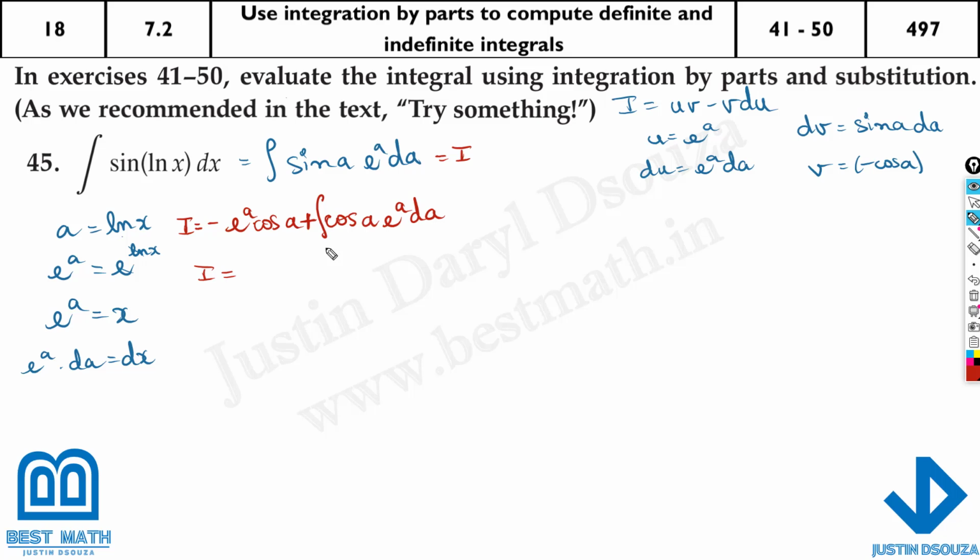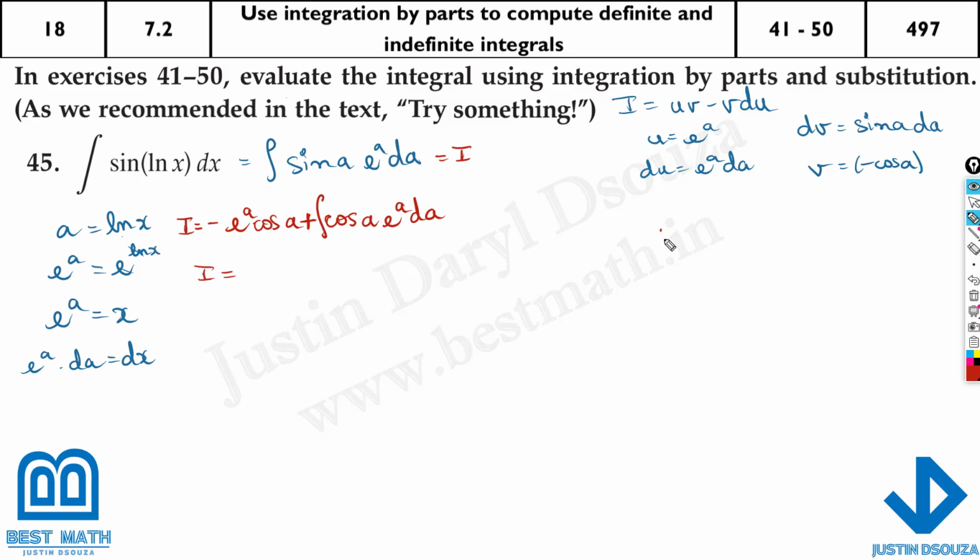I'm sorry, I need to see the right part. Integral cosine a e to the power a dA. I'm stuck again. It's just like a question, but over here, instead of sine, we have cosine. So I have to do this again over here.